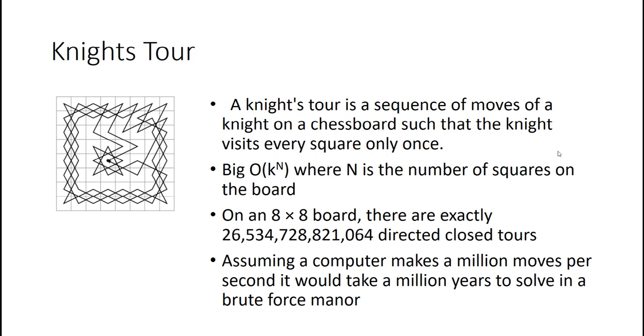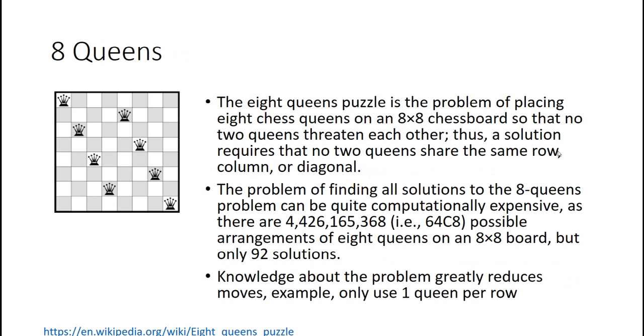So on an 8 by 8 board, there are exactly, let's see if I can find this, hundreds, thousands, millions, billions, 26 trillion, 534 billion something directly closed tours. Assuming a computer makes 1 million moves per second, it would take 1 million years to solve this problem in a brute force manner. Okay? So these things can get big in a hurry when the theorists get clever.